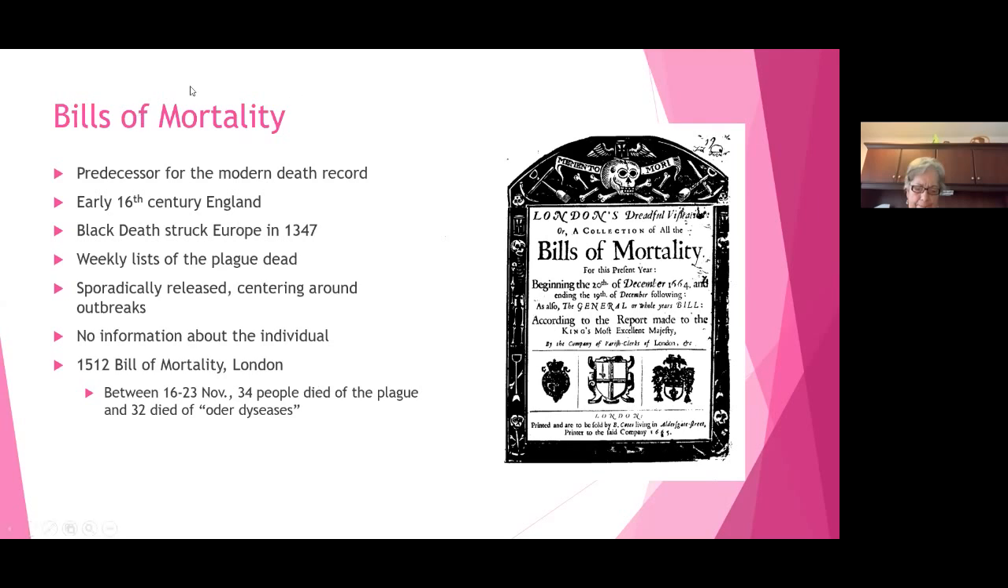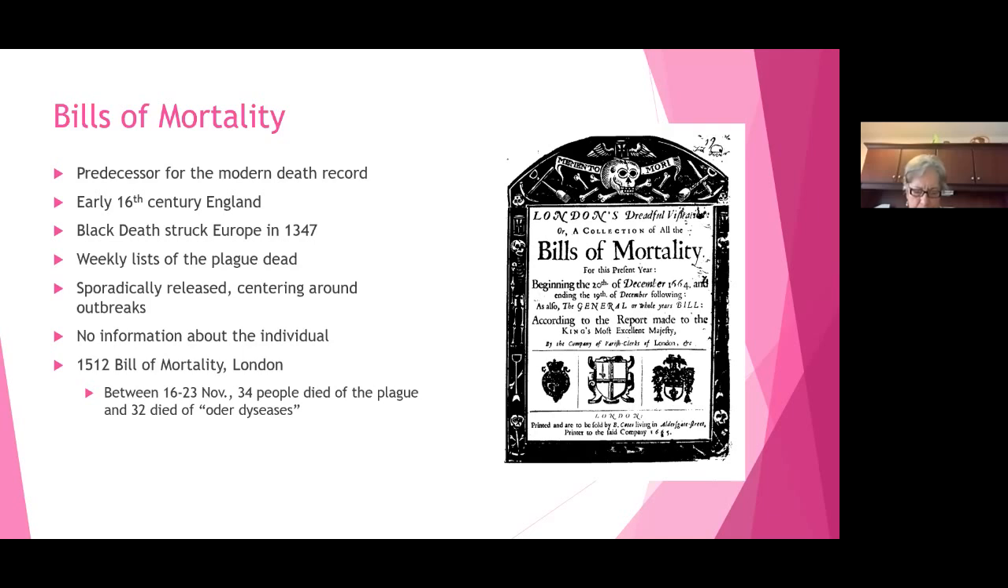Going forward a little bit, the earliest records are bills of mortality, and they popped up around early 16th century England. It's the predecessor for the modern death record, and they're thought to have popped up because of the Black Death that struck England in 1347. And they were not so much a wealth of information. They were just weekly lists of people who died of the plague. And they came out every now and then when an epidemic or an outbreak popped up. And they have no information, not even the name of the individual, just how many people died.